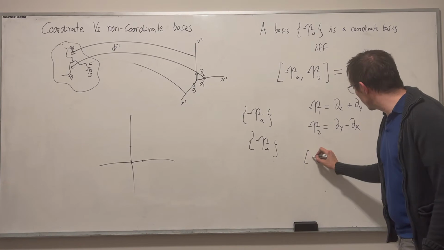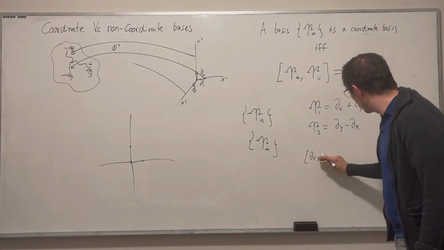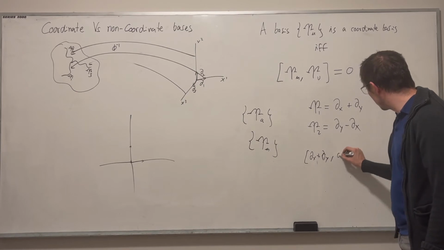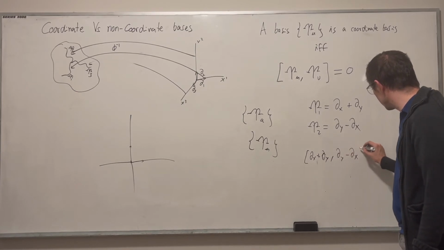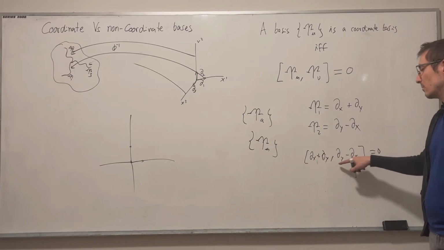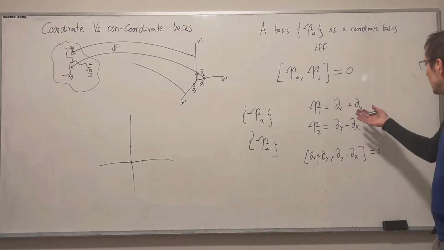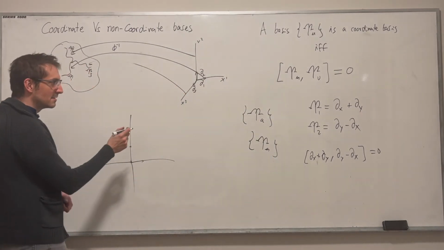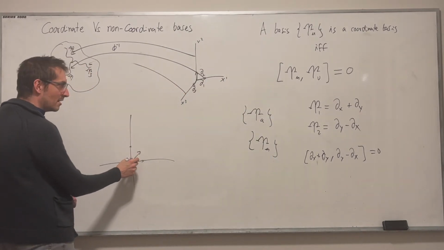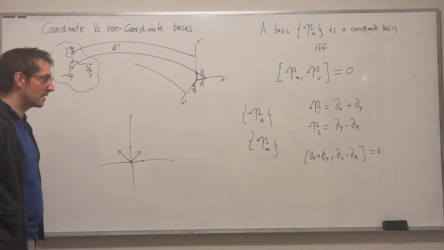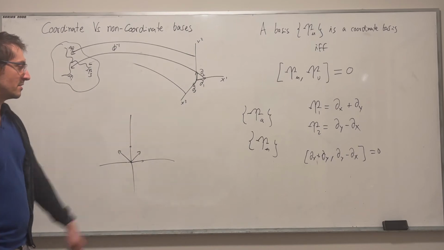What's the commutator of partial x plus partial y with partial y minus partial x? And this is 0 because partial x commutes with partial y, right? So this thing is also a coordinate basis, and in fact, it would be a rotated basis. This is the 45 degree here, and then I have partial y minus partial x, something like that. All right, so it is a rotated basis with respect to that one.